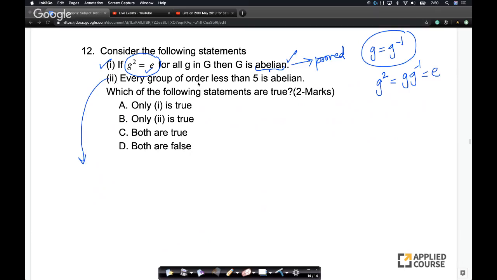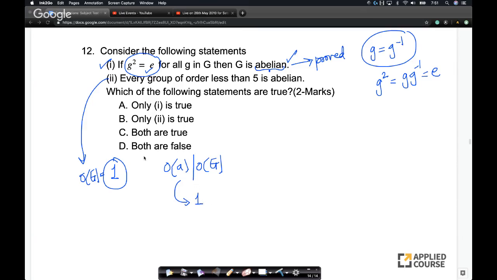The second one says every group of order less than 5 is abelian. This is slightly tricky. Let's assume I have a group of order 1. Now if the order of the group is 1, then what happens? Then the order of every element in the group, since the order of an element A divides the order of the group, should be equal to 1, right?